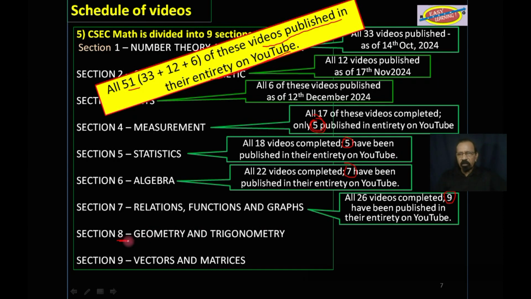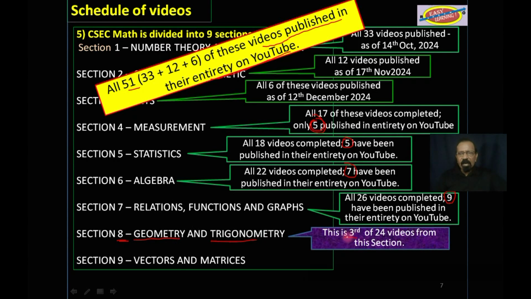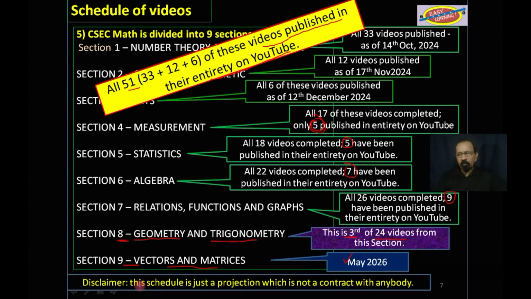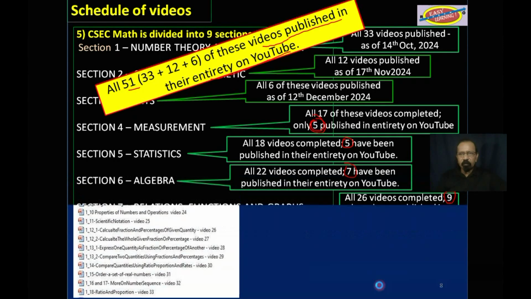We are now at section 8, geometry and trigonometry, and this is the third of 24 videos. After that, of course, we have to do section 9, vectors and matrices, and hopefully by May, June 2026, all of these videos would be completed. Please note this disclaimer down here. This schedule is just a projection, and it is not to be interpreted as a contract with anybody.